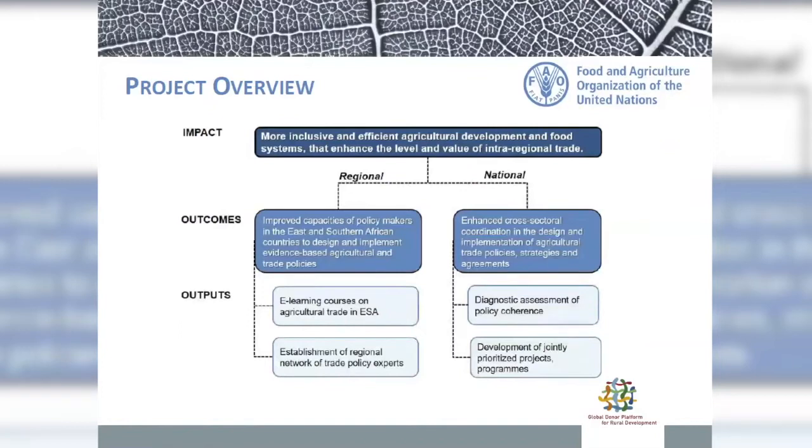we had the funds through this flexible multi-partnered mechanism in FAO. We had some funds, and limited funds, of course, and limited time to try to do what the countries basically asked us to do, to go and to try to have a process through which we will improve the capacities and we will have an impact which is more inclusive and efficient agricultural development and food systems. So what support in order to enhance the level of intra-regional trade.